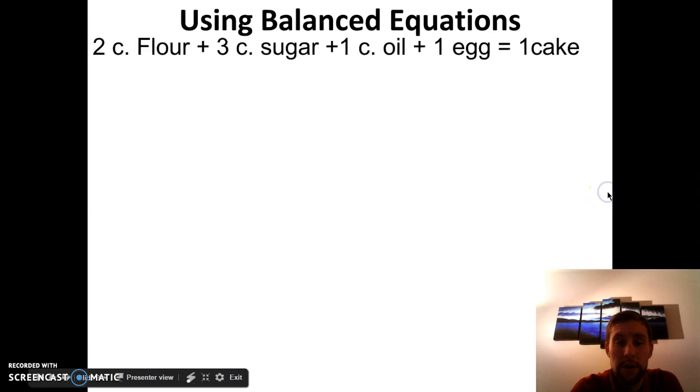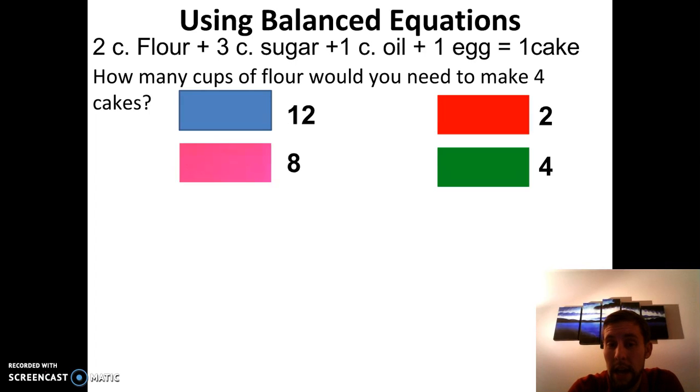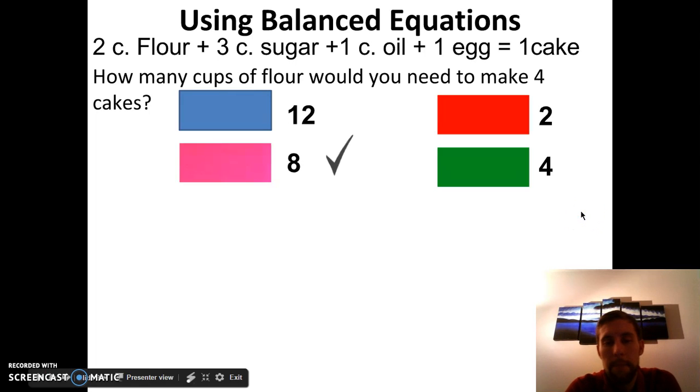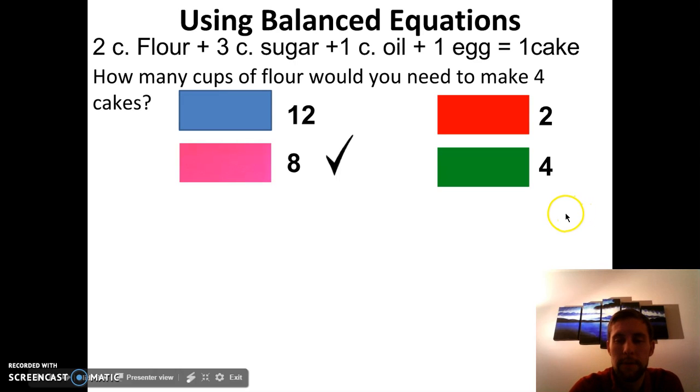Alright, let's do the balanced equations. Here's our same equation to make a cake. If we're saying how many cups of flour would you need to make 4 cakes, try and set it up with dimensional analysis and see which of the following answers you get. Pause. Check. Alright, you're back. Awesome. You should have gotten pink. Cancel the 1 cake with your 4 cakes, and you end up having 2 cups of flour for each, so you get 8 cups of flour total. Good.